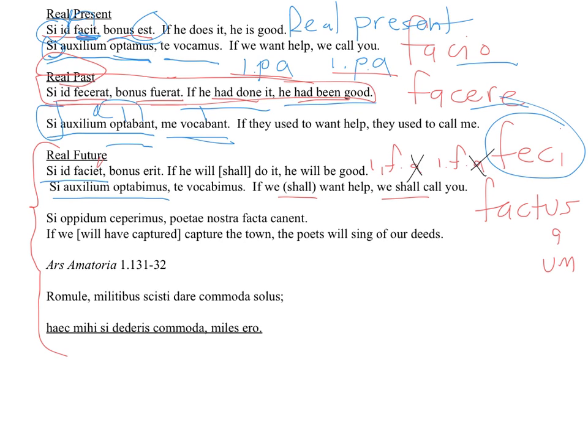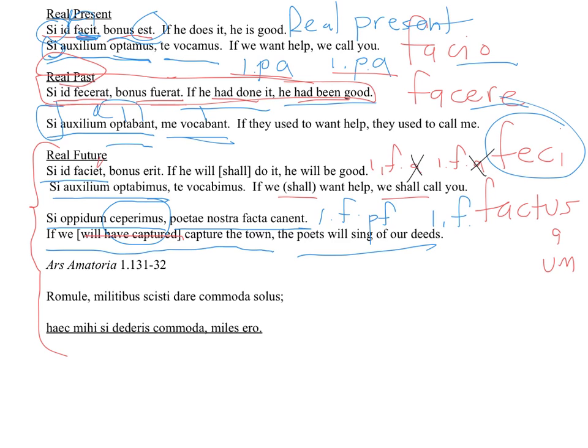Here's another good one. "Si oppidum ceperimus, poetae nostra facta canent." Now in this case, it's the alternative version. That's an indicative future perfect tense followed by an indicative future. Technically, that says, if we will have captured the town, the poets will sing of our deeds. But often people just block out that, as I've put in brackets here. If we capture the town, the poets will sing our deeds.